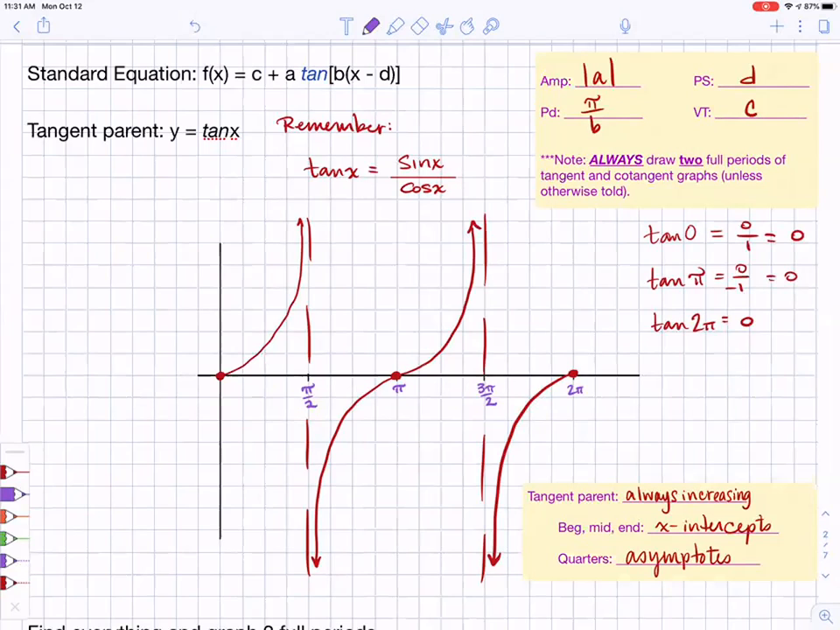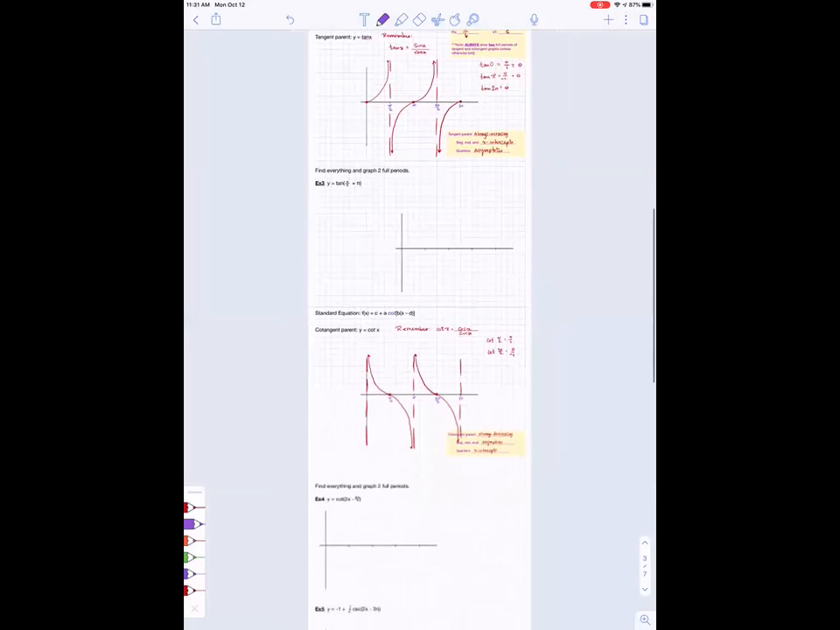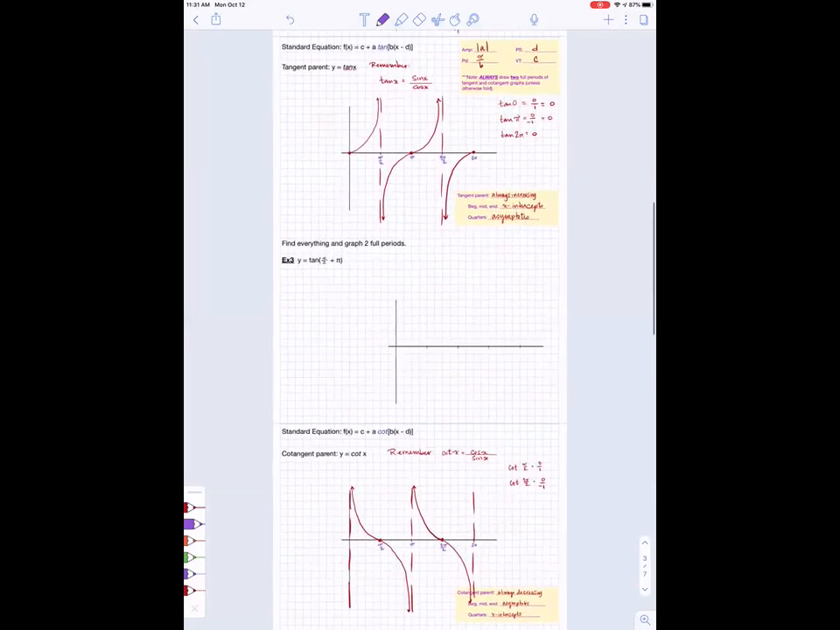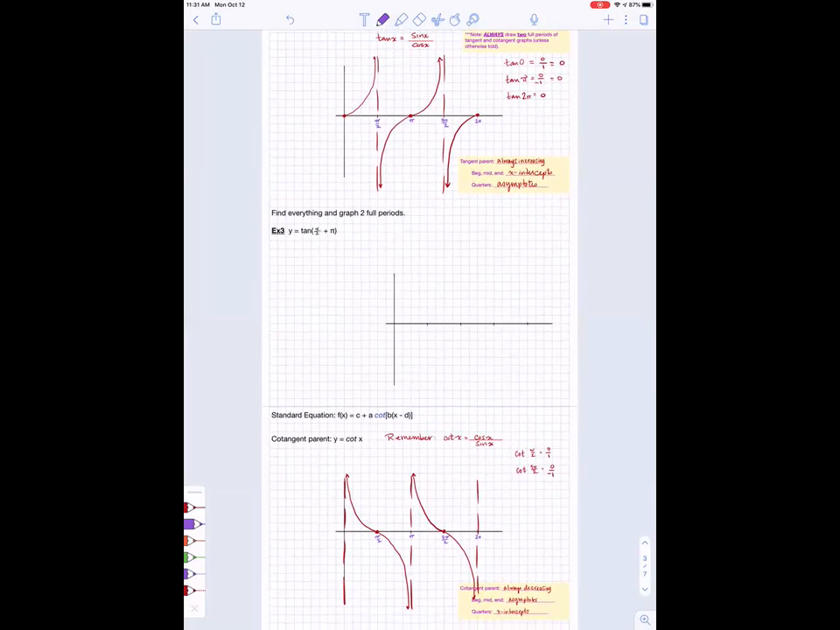I will say this, I don't know if I can show these 2 at the same time. Let me see if I can. So what do you notice about the tangent graph that's different from the cotangent graph? How are they different? Because the curves look a lot alike. Yeah, so the tangent is always increasing. It's always going uphill, whereas the cotangent graph is always going downhill, the parent anyway.